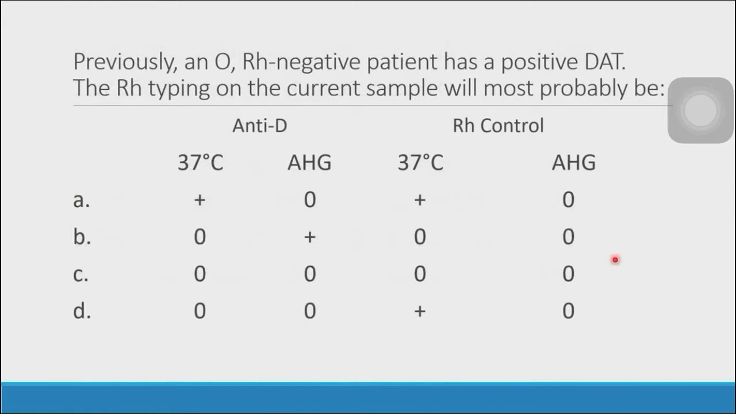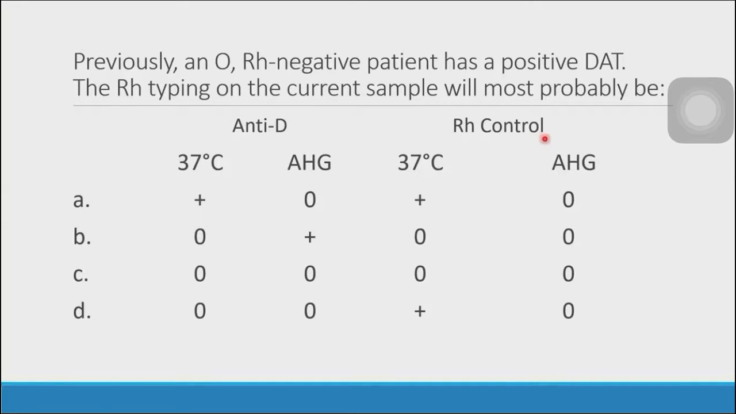Next, previously an O RH negative patient has a positive DAT. The RH typing on the current sample will most probably be... so here, you should observe the presence of an RH control. The RH control is only done in case the anti-sera you used for RH typing is a high protein reagent. So the RH control is only done if the anti-D used here is a high protein one.